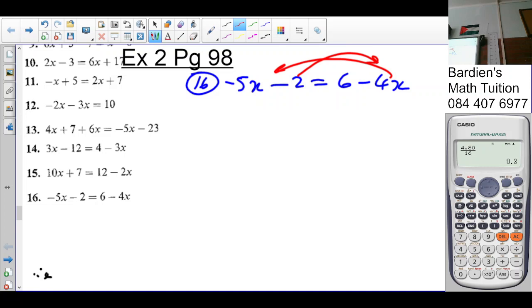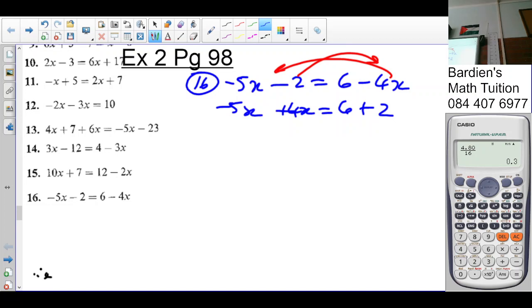The short method, no? Negative 5x plus 4x. Yes. Then 6 plus 2. Yeah. Then 8. Negative 5x minus 4. So negative 5x plus 4x, yes, is what? 1. X.